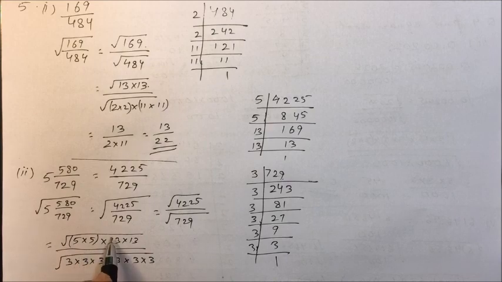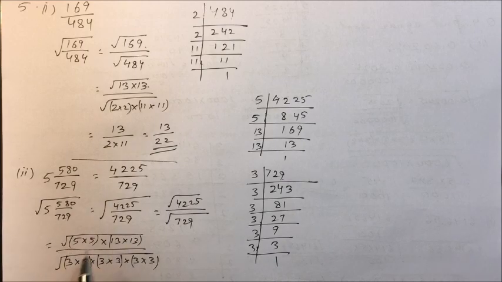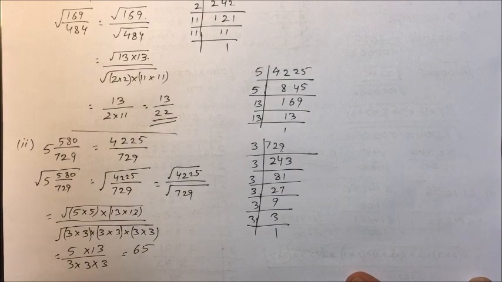Now make the pair. And from each pair we will take 1. It will be 5 into 13 divided by 3 into 3 into 3. So it will be how much? 65 divided by 27. So square root of this number is 65 divided by 27.